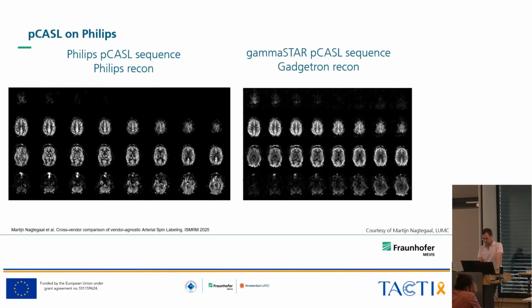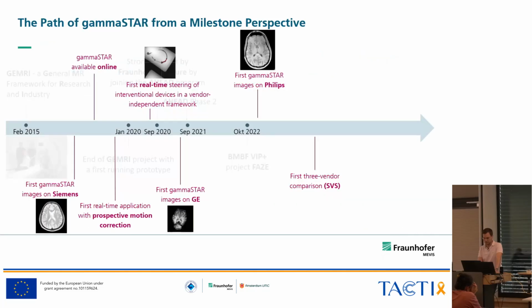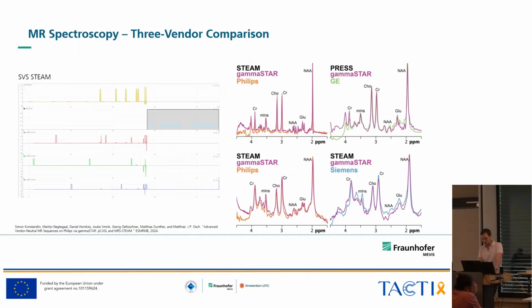So that's then just a comparison of arterial spin labeling. So even these a bit more complex, long sequences are able to run vendor independently on multiple systems. And I don't exactly know the year, but it's probably one year ago that we started the first three-vendor comparisons. So we did it with MR spectroscopy, because it's quite a nice quantitative way to compare different image outcomes.